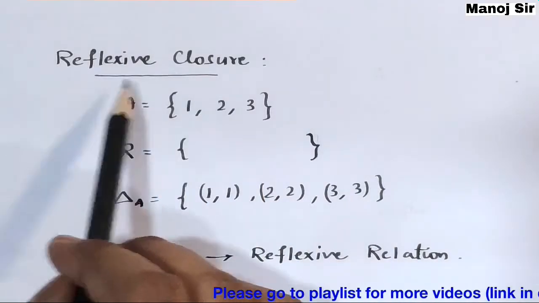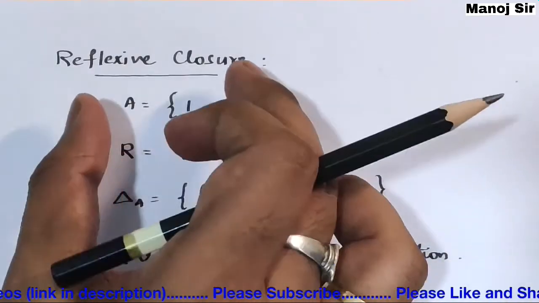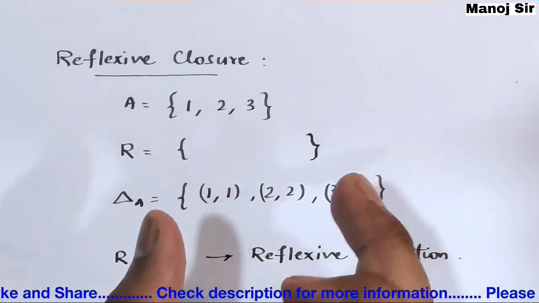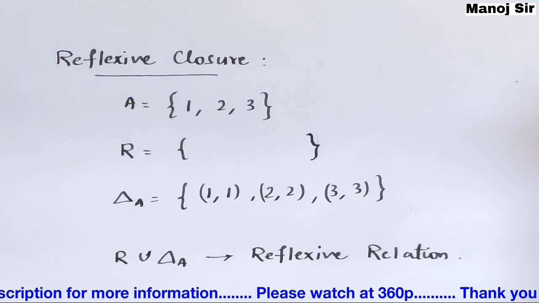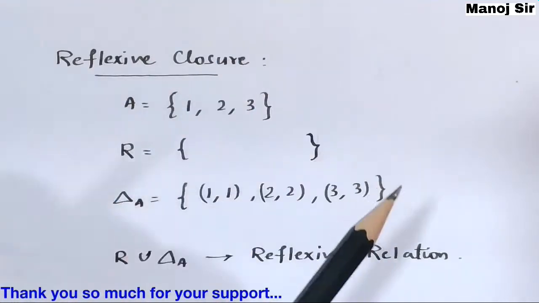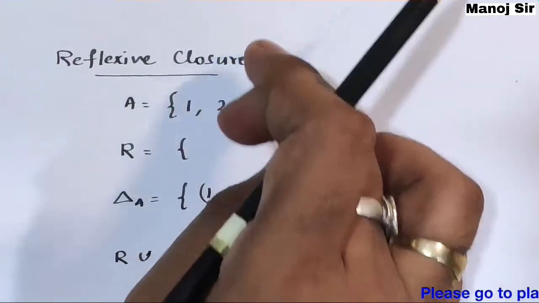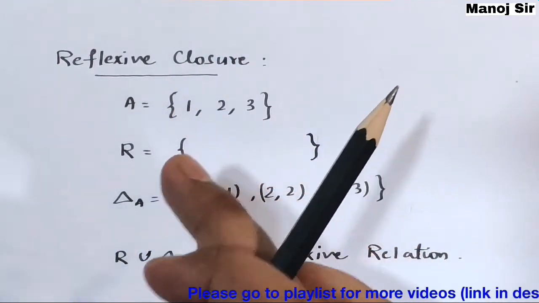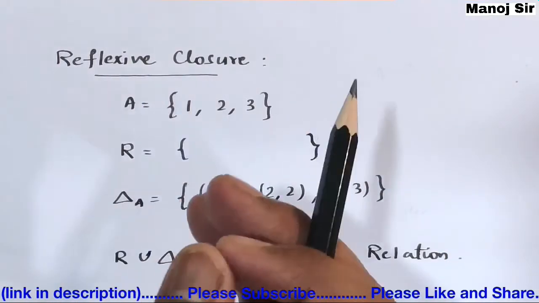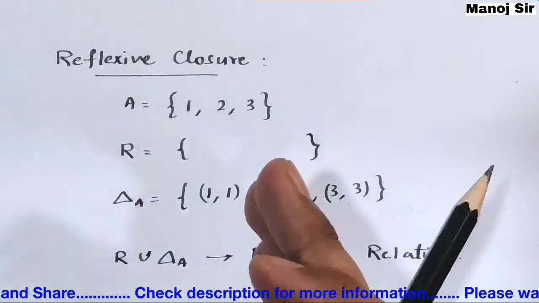So let us start with this topic, that is reflexive closure. What is reflexive closure? If you add the elements of reflexive closure to any relation, then that relation becomes reflexive relation. Let's say you have a relation R, and there are certain pairs in reflexive closure. If you add these with this relation, the resultant that you will get is reflexive relation. So here you will get the missing pairs that must be added to that relation so that the relation becomes reflexive relation.